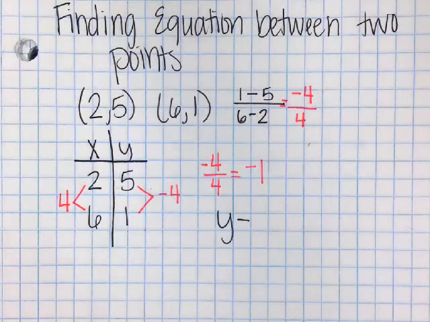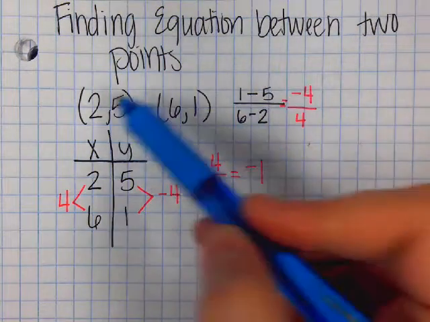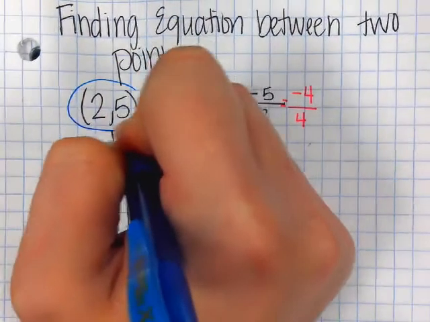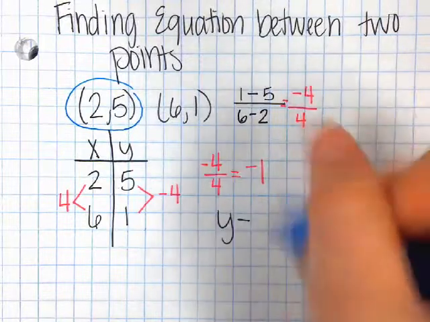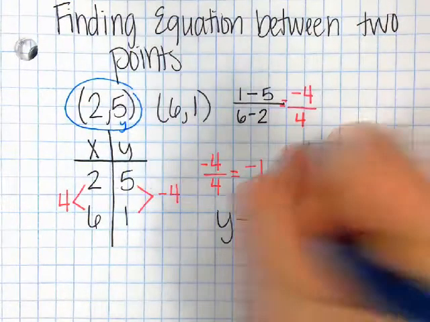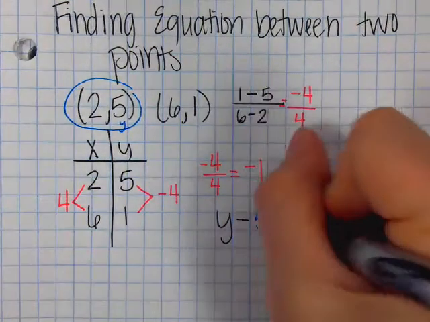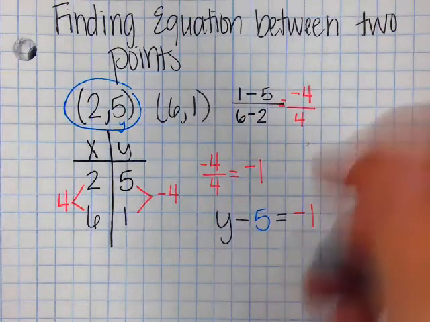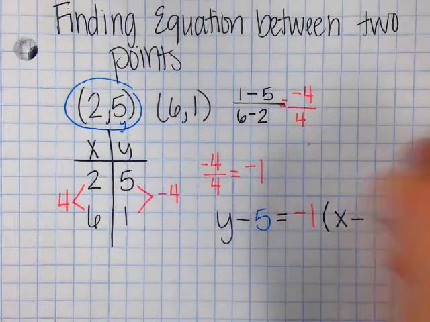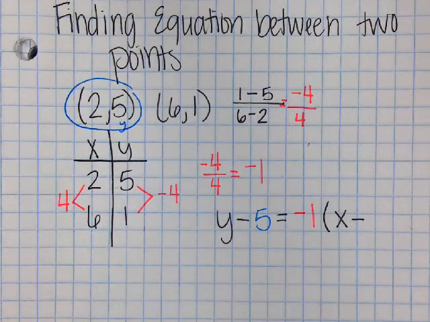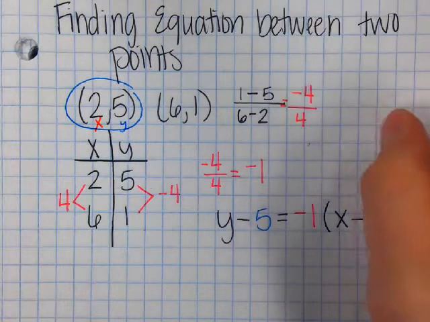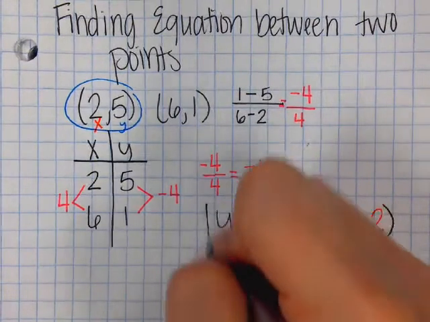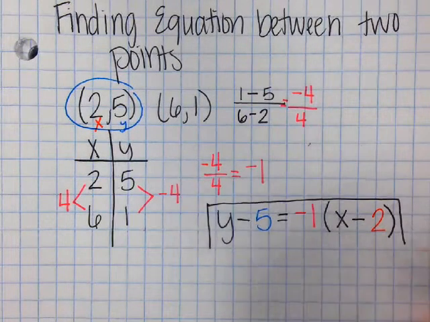So then it would be y minus. Now for your y coordinate, it doesn't matter which point you use because you're going to end up getting the same thing, but I'm going to always use the first point. So it's going to be y minus the y coordinate, which is 5, equals the slope, which is negative 1, parentheses, x minus the x coordinate, which is 2. So minus 2. Okay, so that's the point slope.